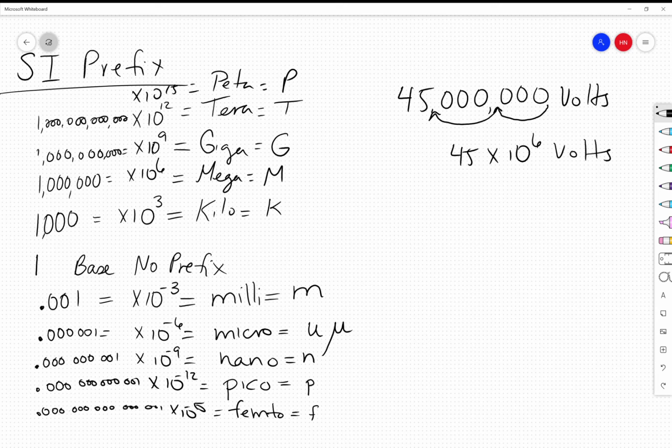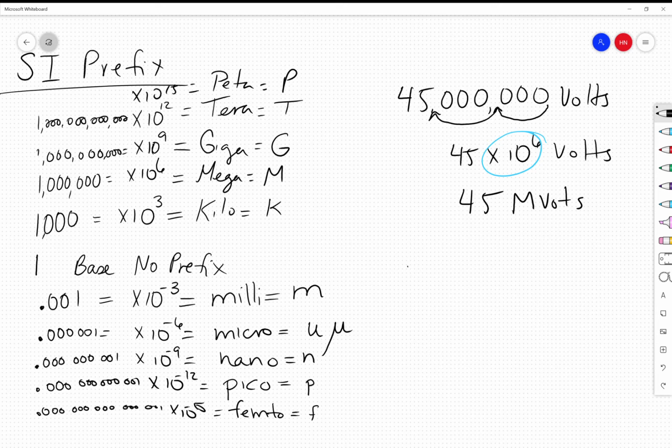But that's engineering notation. I want SI prefix notation. So what I'm going to do is take that prefix and rewrite it with the letter that's a prefix. So we say 45, and we can see that times 10 to the 6 is mega volts. And I don't actually spell it, I just put the capital letter M. So that's how you do SI prefix notation.